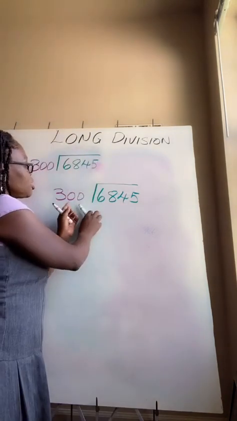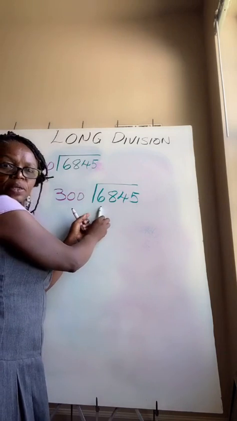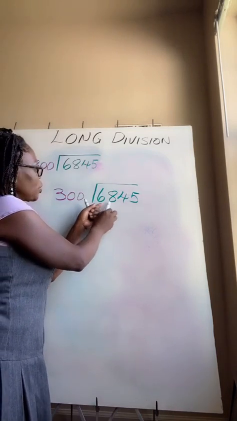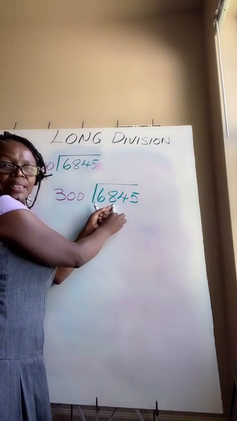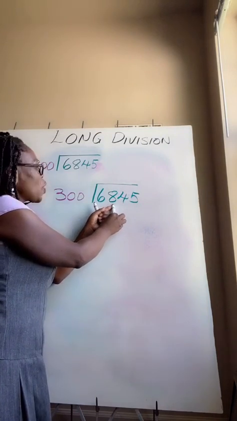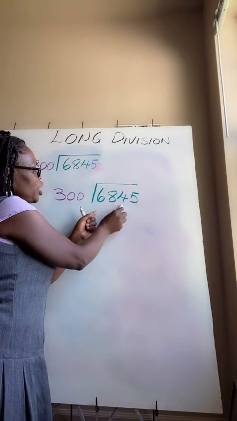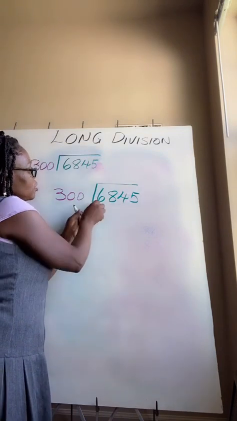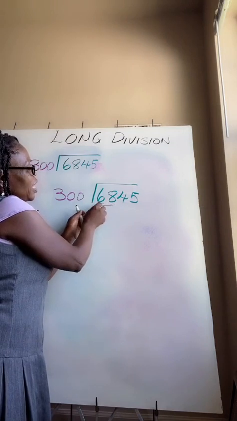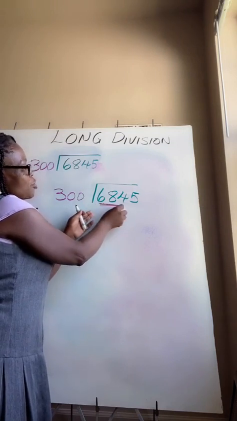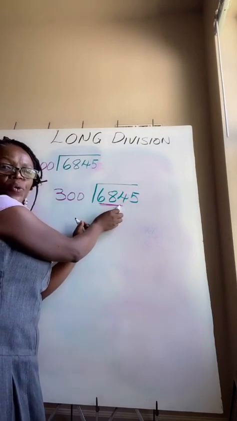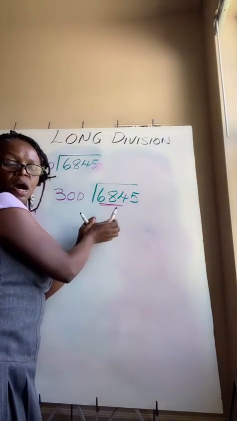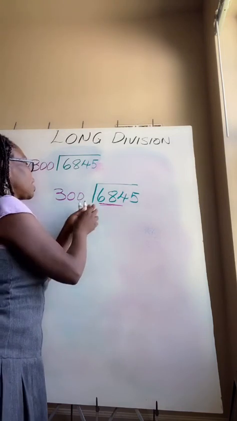How many times does 300 go into 6? 0. Now we go to the next one. How many times does it go into 68? 0. So we started here, and then we went to this one. Now we go to 684. How many times does 300 go into 684? You said 2 times.